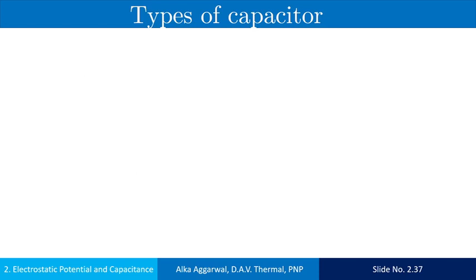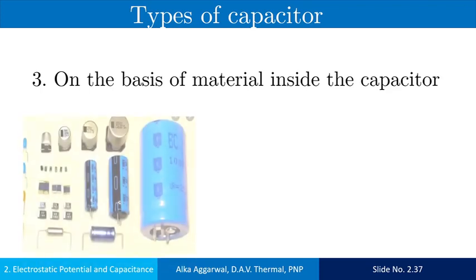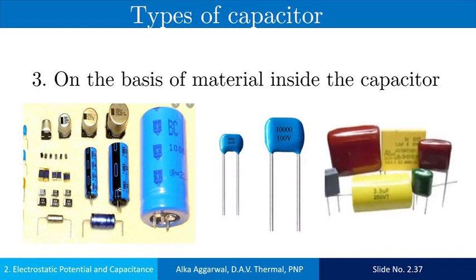On the basis of the material inside the capacitor, capacitors are electrolytic capacitor, mica capacitor, paper capacitors. If the medium is electrolytic in between the plates, then it is an electrolytic capacitor. If we are using the mica in between the plates or the paper, then they are called a mica capacitor or the paper capacitor. If there is no medium in between the plates, then it is called air capacitor.